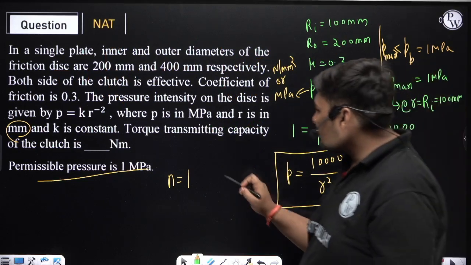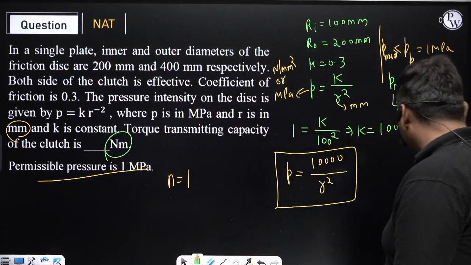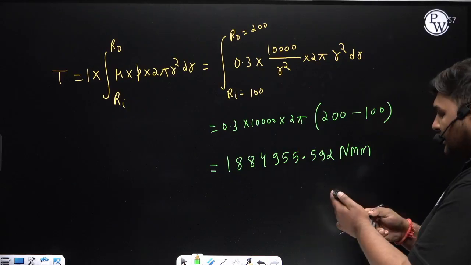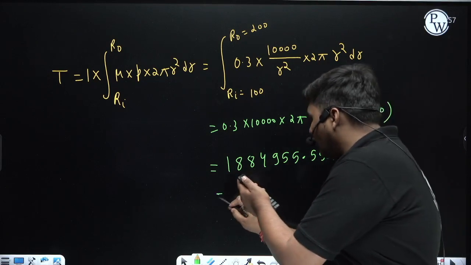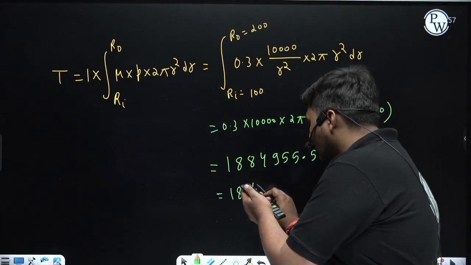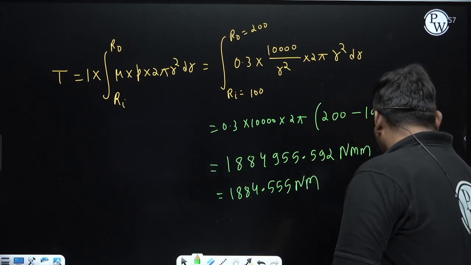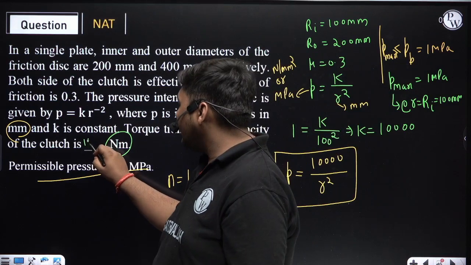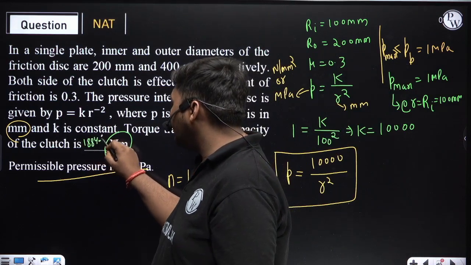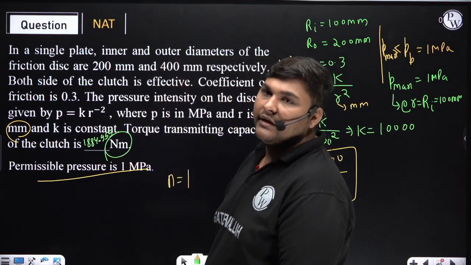Now the examiner is asking the torque transmitting capacity of the clutch in Newton meter. So we will convert this into Newton meter, and after converting, we divide by 1000. It is coming 1884.955. So in Newton meter, the torque transmitted by the clutch is 1884.95.